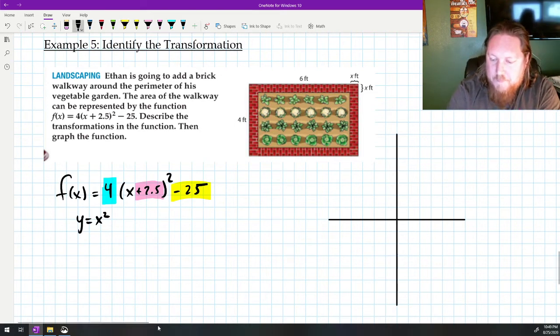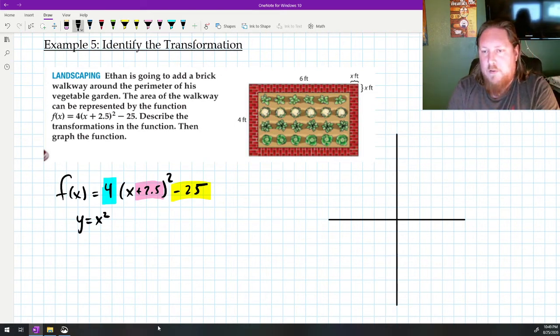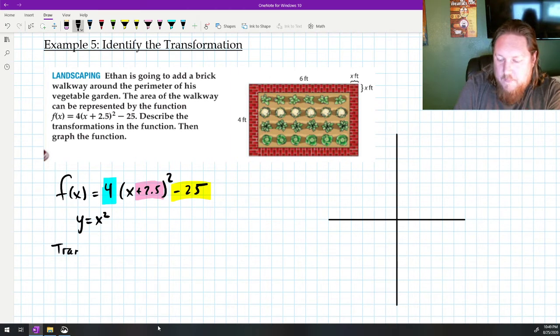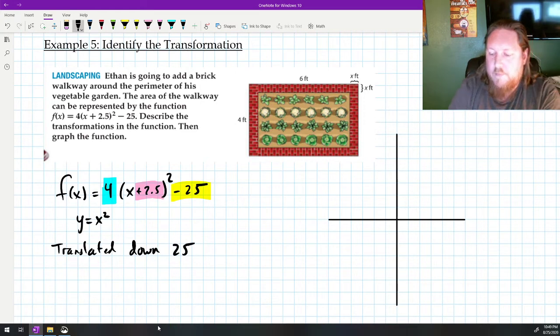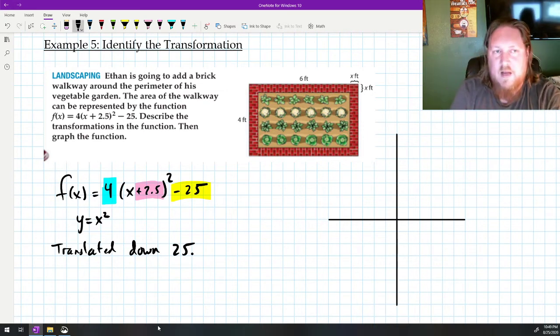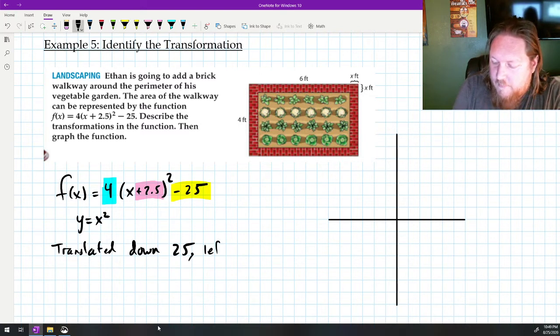Let's go through them. For the yellow part, negative 25, that's on the outside of the squared, so that means it's translated down 25. The piece on the inside that I highlighted in pink here, that is a translation inside the squared, so we take its opposite, which would be negative 2.5, and that means to the left direction, so we're going to say left 2.5.